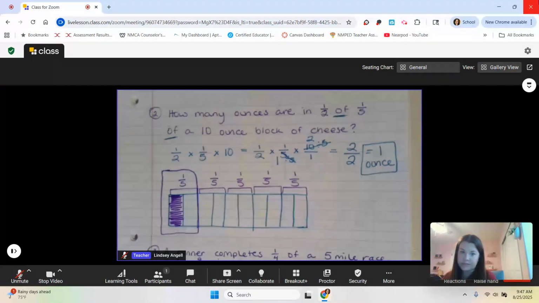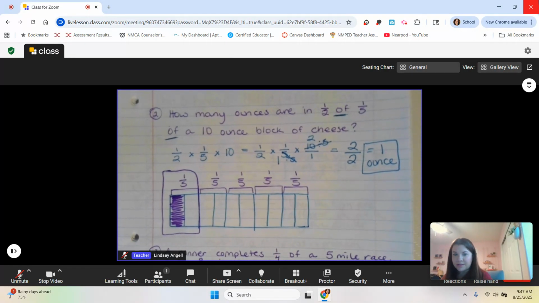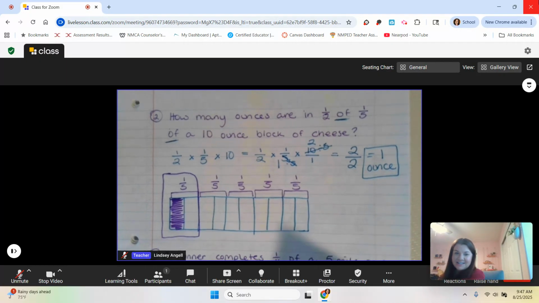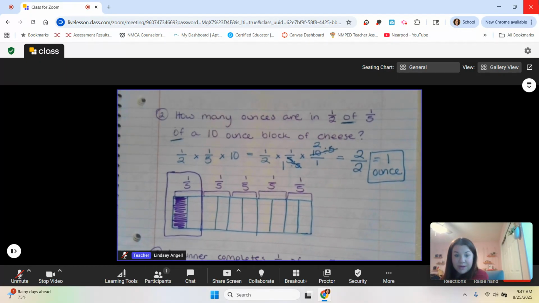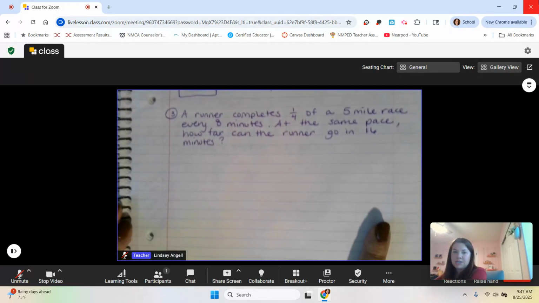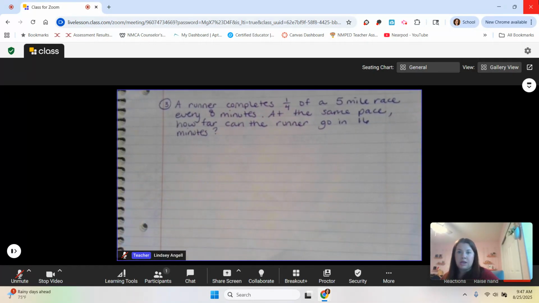All right, so hopefully that helps you see that I'm not just pulling your leg with the multiplication, okay? So that's a good, realistic, real-life example. Oops, I don't need to turn the page, I just got to move it down. Number 3, a runner completes 1/4 of a 5-mile race every 8 minutes. At the same pace, how far can the runner go in 16 minutes?